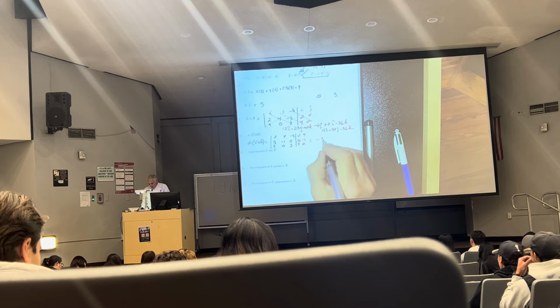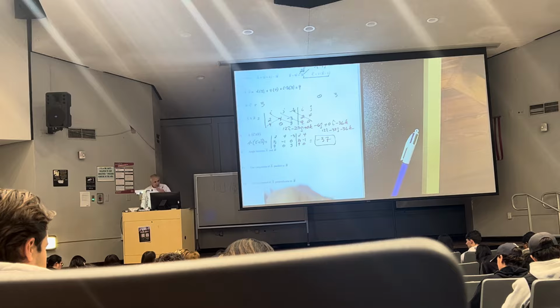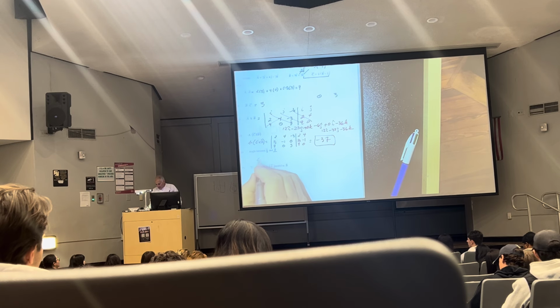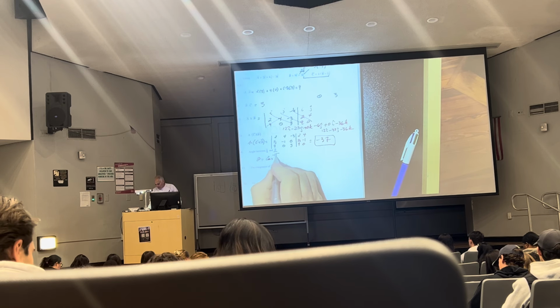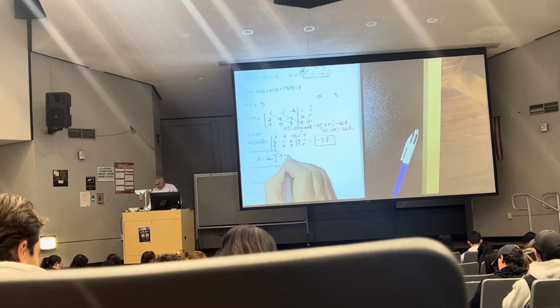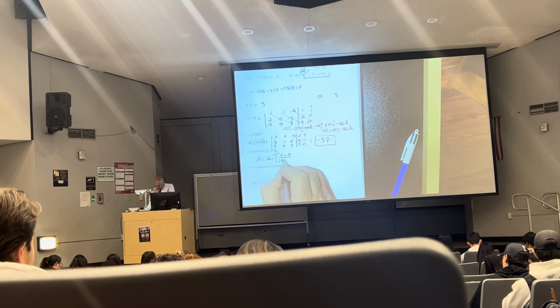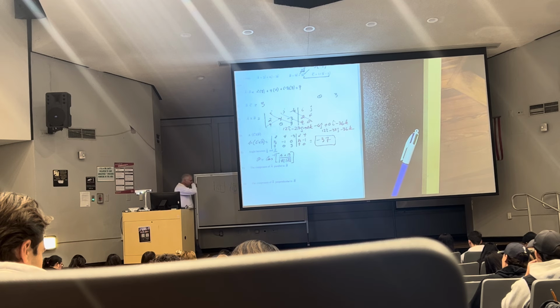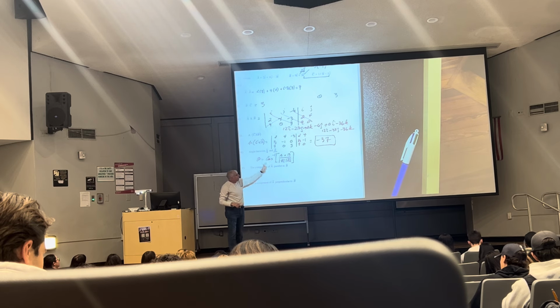So the answer to this is minus 37. Okay? Angle between A and B. That goes back to the definition of the dot product. Cosine inverse of A dot B, divided by magnitude of A, magnitude of B. Well, I've already done A dot B. It's the very first one.